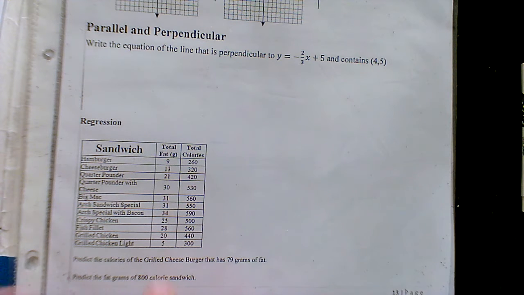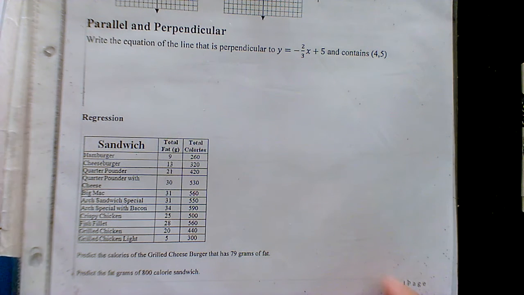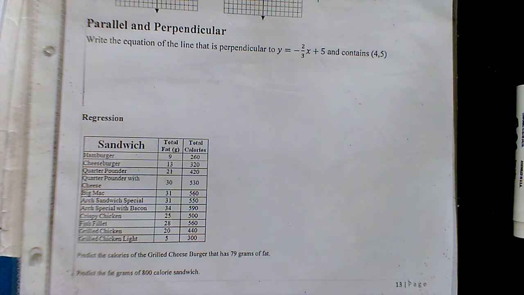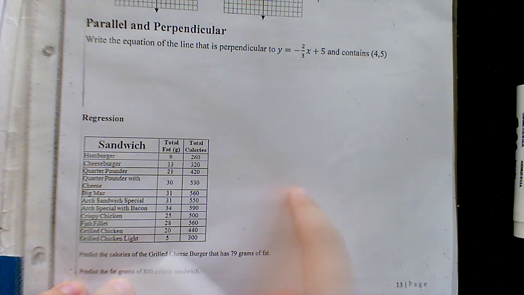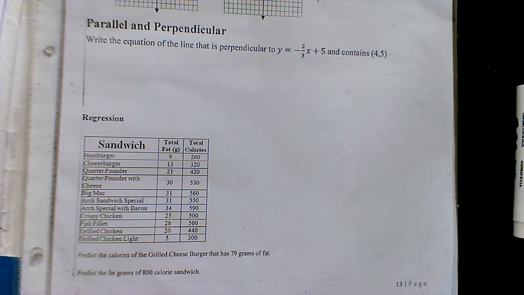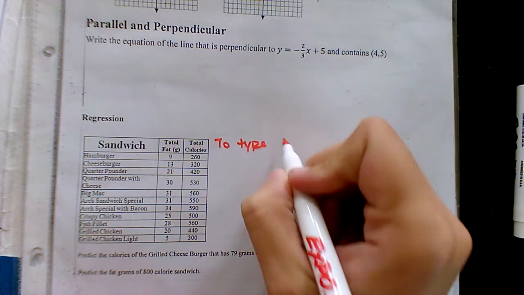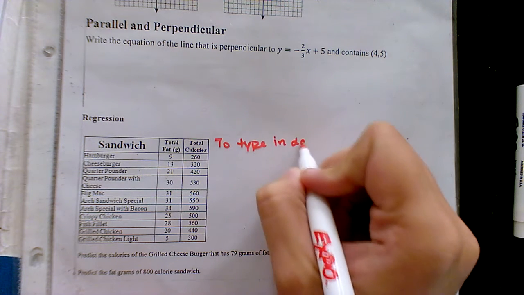In this example, we have different types of sandwiches, and we are comparing their total fat in grams to their calories. So what we're going to do is type this data into our calculator, so your calculator has that information. Just like we did with all of our other calculator steps, I'm going to write down the buttons that you need to press. So it might not be a bad idea to write them down as well. The first thing I'm going to show you is how to type in your data.